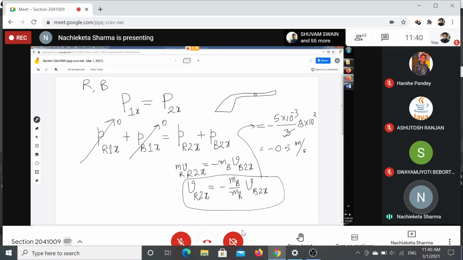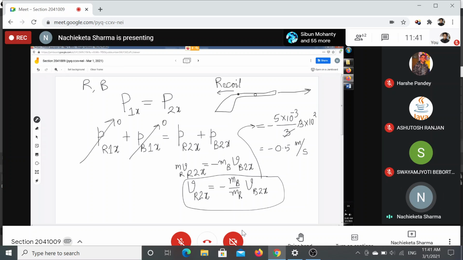The unit is meter per second. So this is the speed of the gun and the direction is opposite to the direction of the bullet. That means if the bullet goes in this direction, the gun goes in this direction. This is called the recoil velocity of the gun. That's why you have to carry the gun loosely. Otherwise the impact on your shoulder will be so high that there will be injury to your shoulder. So you must have a gap between the gun and your shoulder, so that once the bullet is fired, there is space for the gun to go backward.